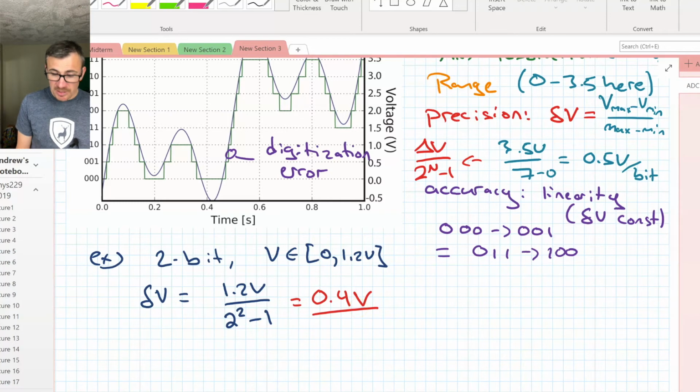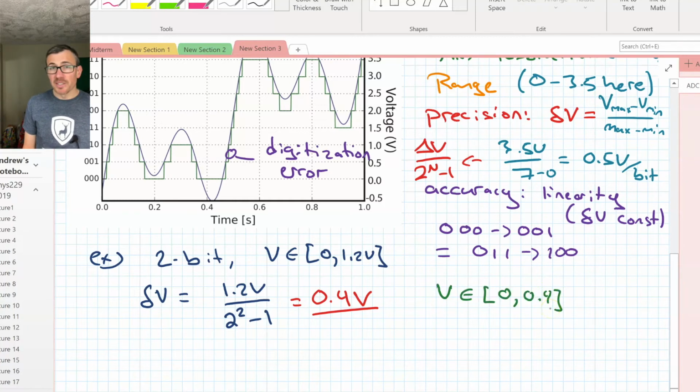Let's look at the possible voltages that we can measure. If we have 0 volts, let's just say it's really a range. So we say V is between 0 and 0.4, we're going to get 0,0,0. Again, there's a bit of an ambiguity. If V is negative 200 volts, we're probably going to get 0,0,0 as well, but that's not guaranteed.